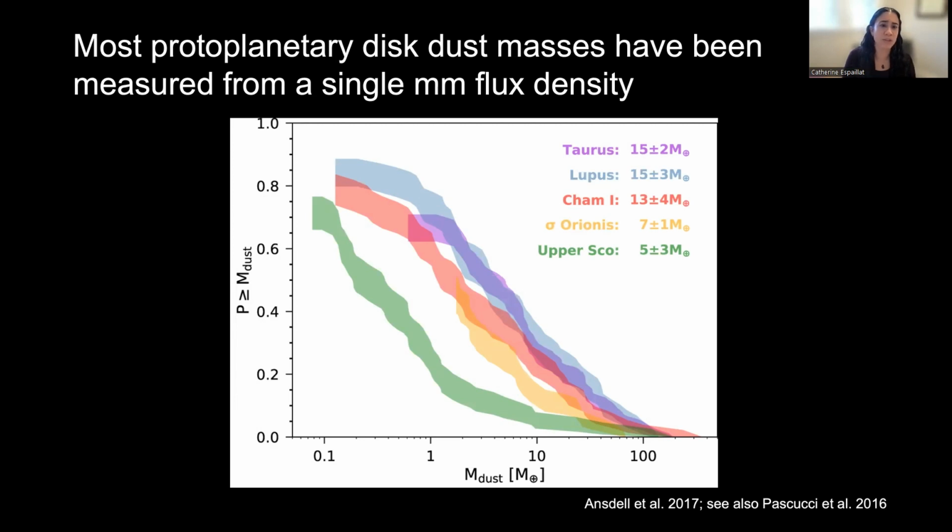Most of these observations are measured using just one wavelength, because that's what's readily available, and it's usually from surveys with ALMA. And here you see a list of the different average masses that people get for different star-forming regions. But we have to take into account that if we just use one wavelength to extrapolate the dust mass, there are some uncertainties on the disk temperature and opacities, and just using one wavelength can lead to an underestimate of the disk mass.